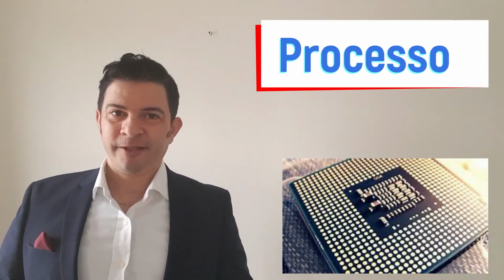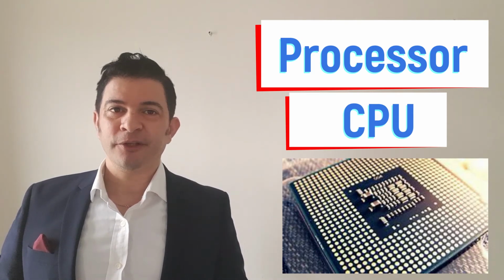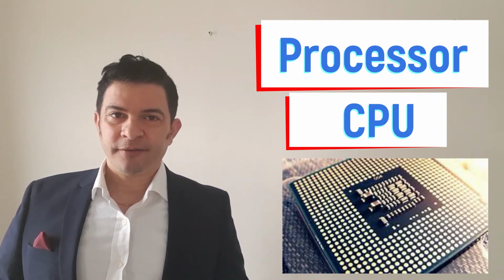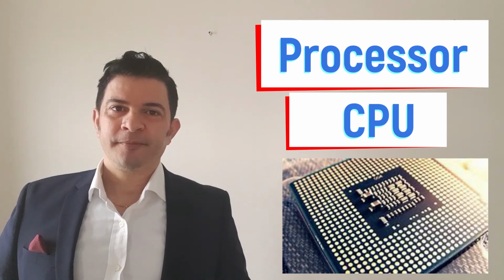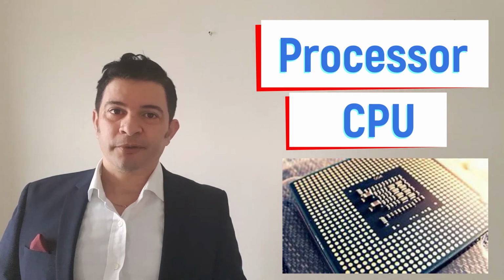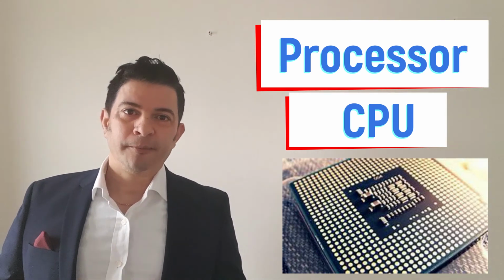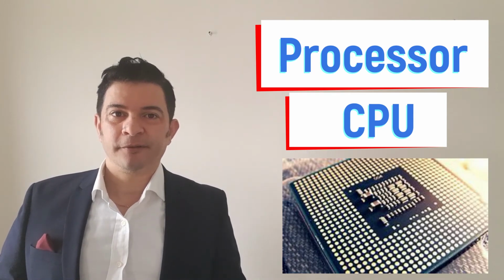The third term is the processor, or CPU, which stands for Central Processing Unit. This unit handles all the instructions of the system, such as processing keyboard and mouse inputs, and processing all the applications of the system. This is also referred to as the brain of the computer.